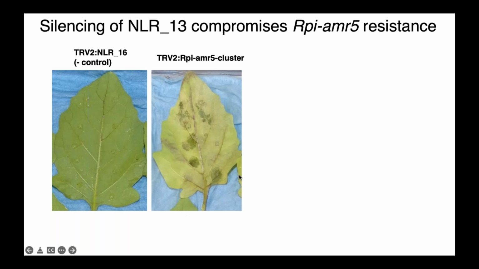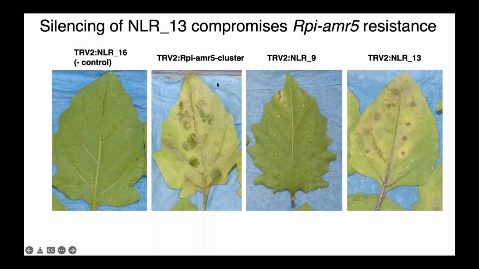But when we silence the entire cluster, you can see widespread susceptibility. So this confirms the identity of AMR5 as a gene within this 16 paralog cluster. And then targeting those 2 autoactive genes separately, you can see by silencing NLR9, we see no loss of resistance, but by targeting NLR13, we see pathogen growth from all these droplets.